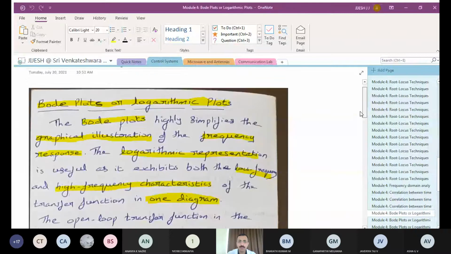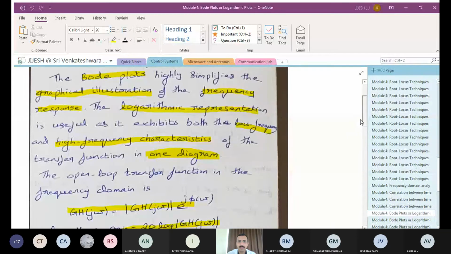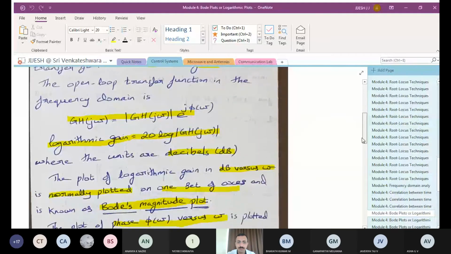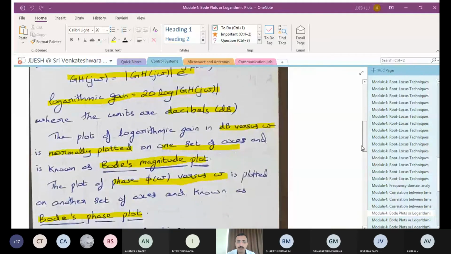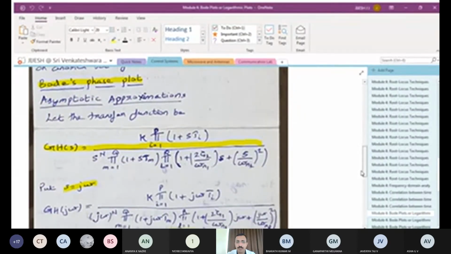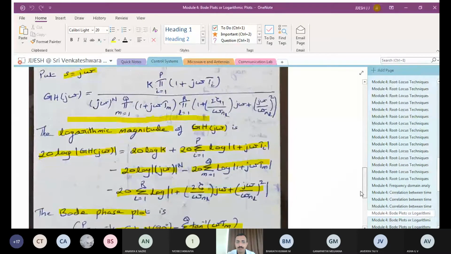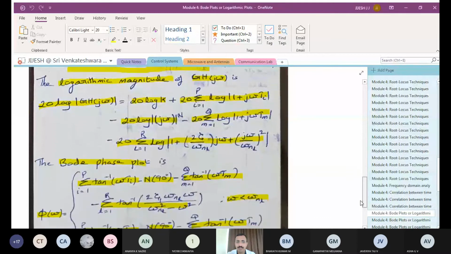So in the previous class, we have been discussing the Bode plot, the logarithmic plot. We know that it is drawn on a frequency semi-log graph sheet, and it is a graphical illustration. We have seen the corresponding equations, and we know that two plots are there: one is called the magnitude plot, and another is the phase plot. The corresponding equations for GH, the magnitude and phase equations, we have also seen in the previous class.